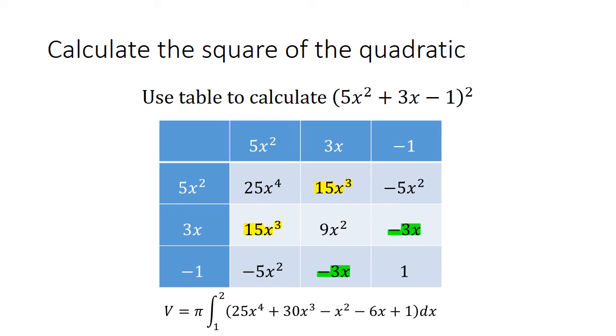the x to the power of 4 is a single one here, so we get that down here, 25x to the 4. We have two x cubed terms along this diagonal, so these add up to 30x cubed. We have 3 terms with x squared in them. So we have minus 5 plus 9 is plus 4, minus 5 is minus 1, so we get minus x squared. On this diagonal, we have the coefficients of x, so we have minus 6x. And finally here, we have our constant 1, which gives us the constant. So this gives us the formula which we can integrate directly.